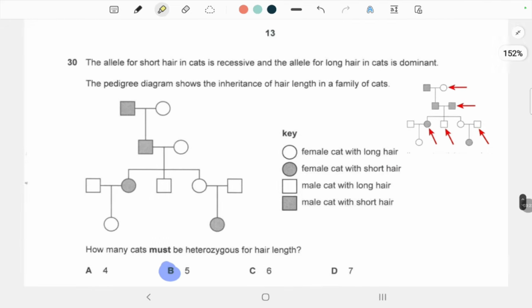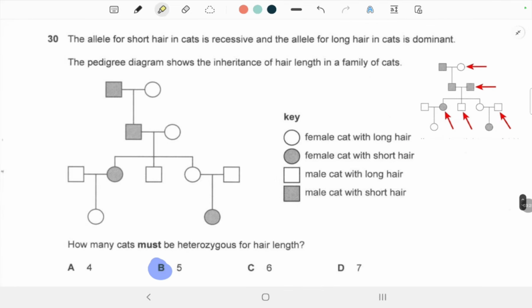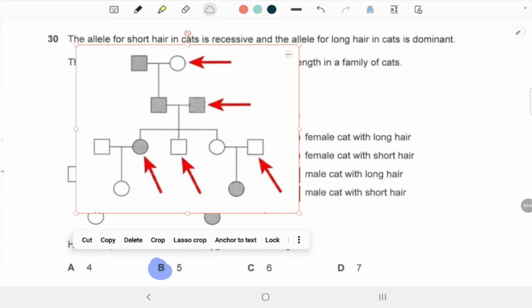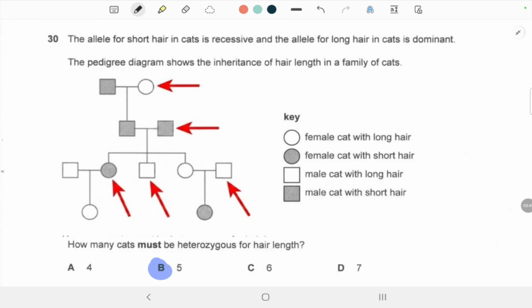Now question 30. It's telling you here the allele for short hair in cats is recessive and the allele for long hair in cats is dominant. The pedigree diagram shows the inheritance of hair length in a family of cats. How many cats must be heterozygous for the hair length? So basically the 5 which are heterozygous, I have placed for you here in a diagram. As you can see, these are the 5. We have the mother here, which is 1, and we have here the 2, and we have here 3, and we have here 4, and we have here 5. So we have 5 members which are heterozygous for the hair length.